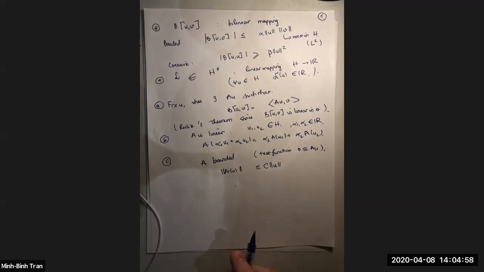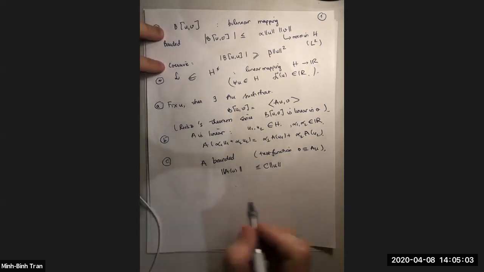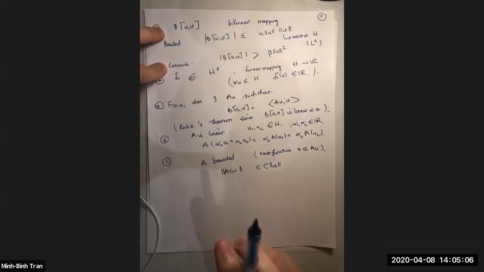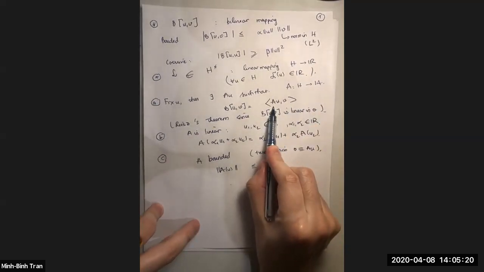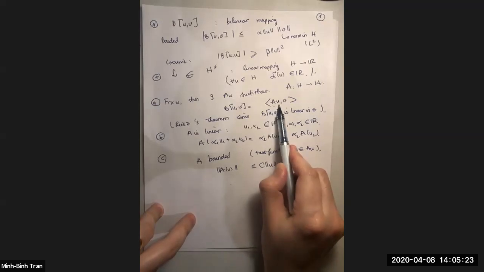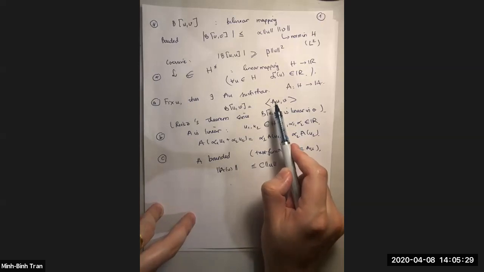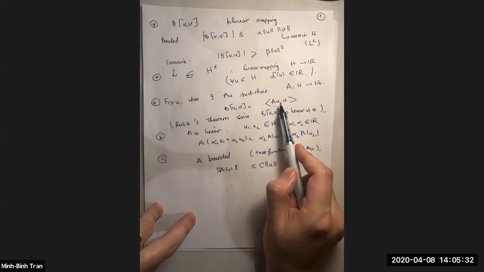Now I'm going to show that A is one-to-one. This A is a very powerful operator. It is linear, it is bounded, and remember that A is a mapping from H to H, because this Au has to be an L2 function so that you can take the inner product between Au and v. v is in H and Au is in H, so you can take the inner product of these two L2 functions. This is what we show so far.